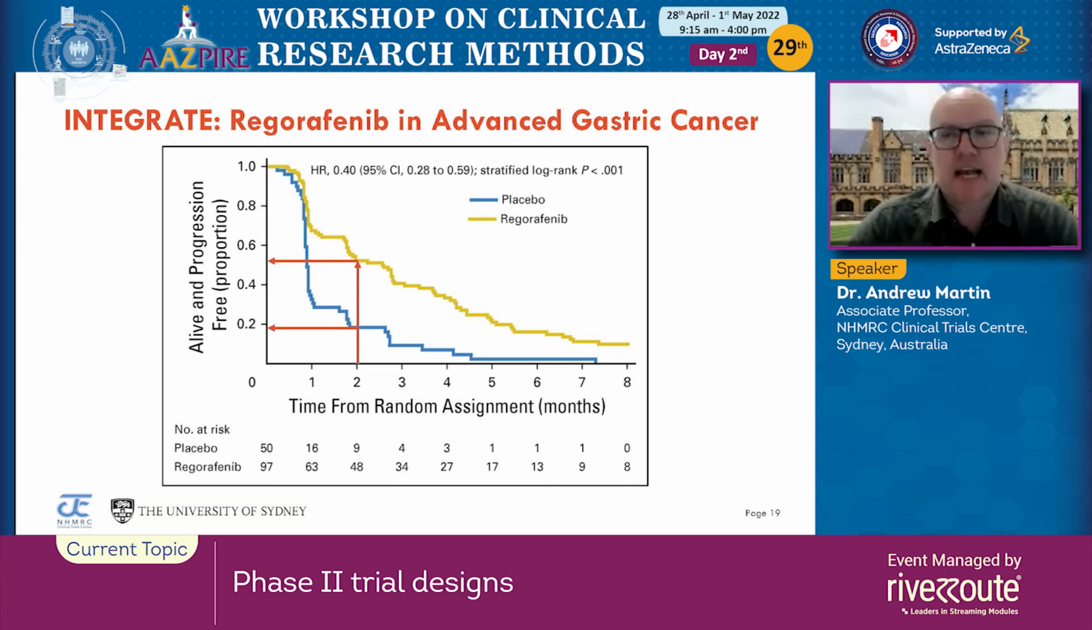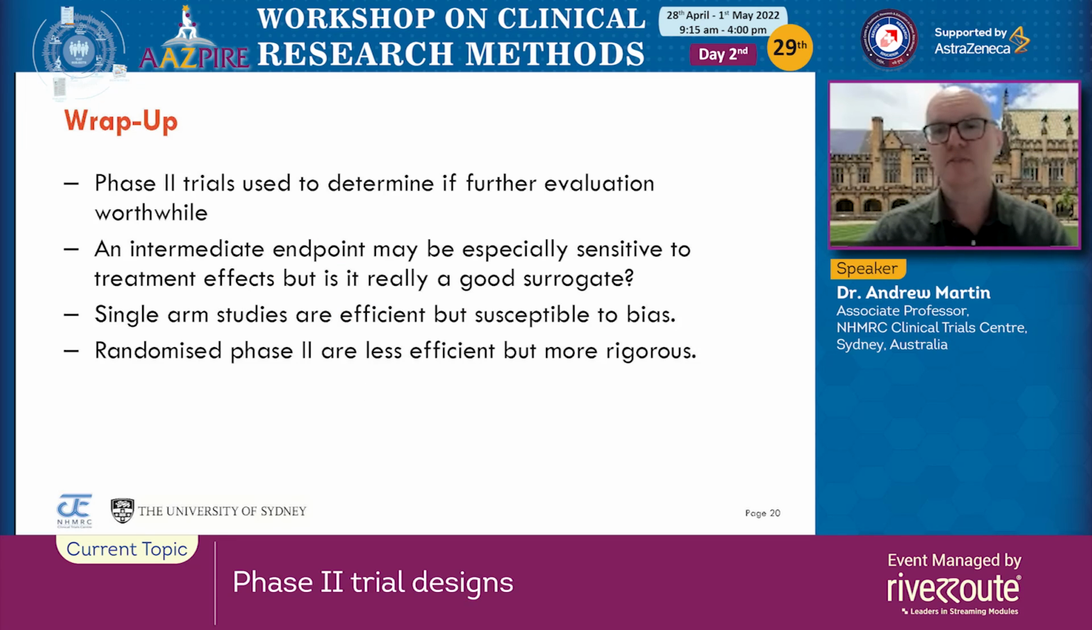And that, in fact, led to the launching of a phase 3 trial of Regorafenib in this indication, with a primary endpoint of overall survival. So we've moved from PFS in the phase 2 setting as an intermediate surrogate endpoint to overall survival in the phase 3 setting. Okay, so let's wrap up.